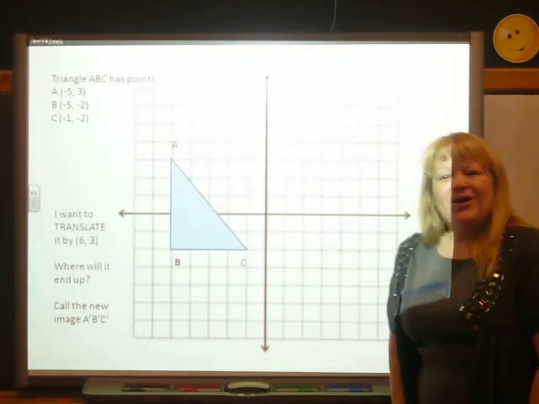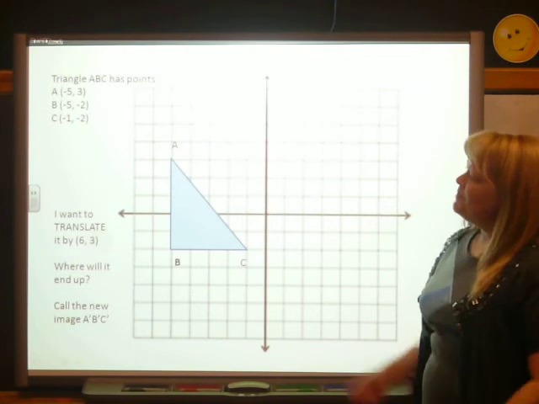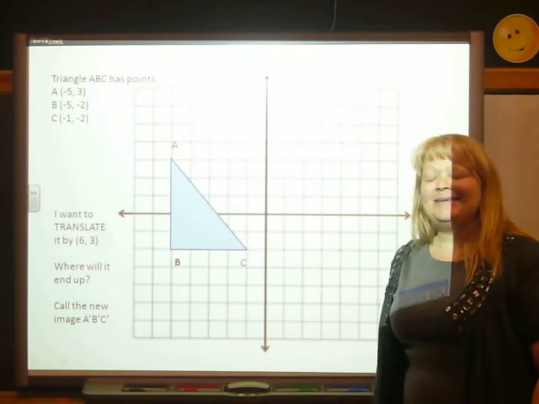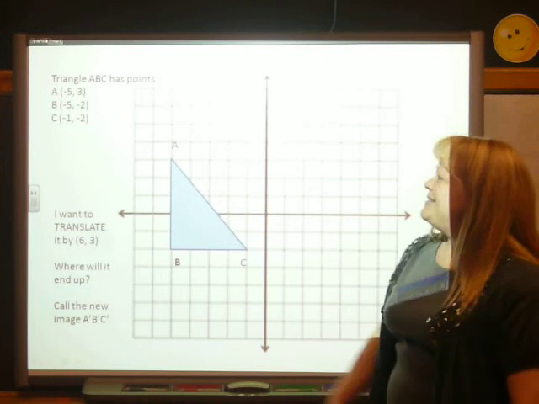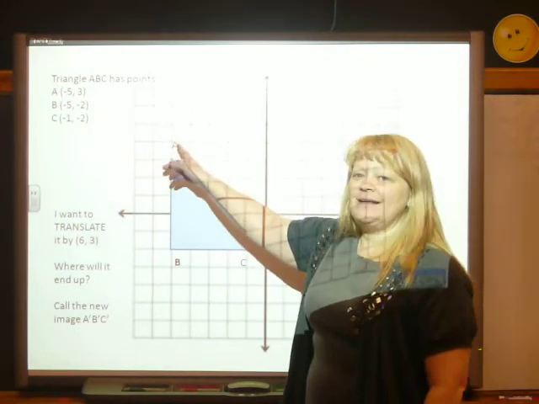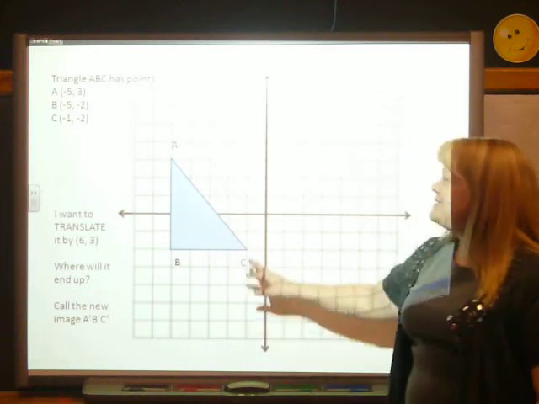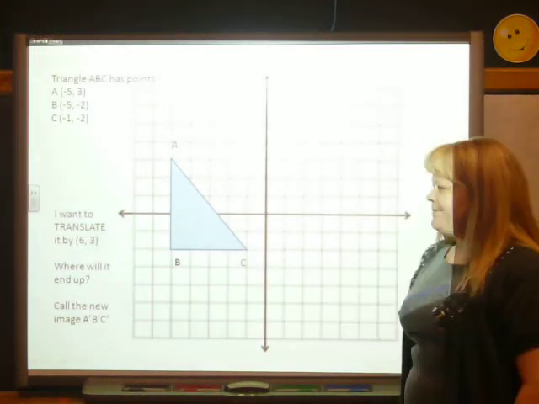Okay, moving on from our heart to a shape, the triangle. We have a triangle with 3 points, A, B, and C, and its points are marked. A is (-5, 3), B is (-5, -2), and C is (-1, -2).